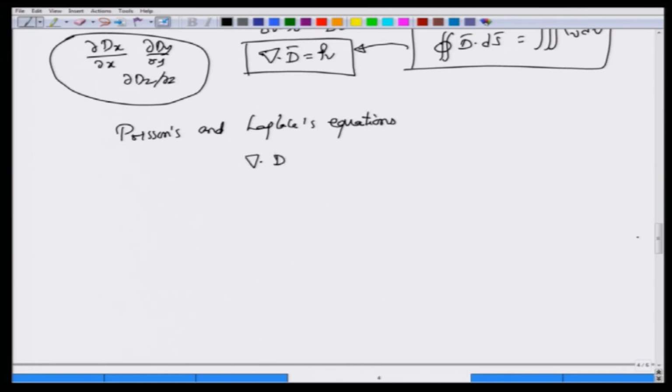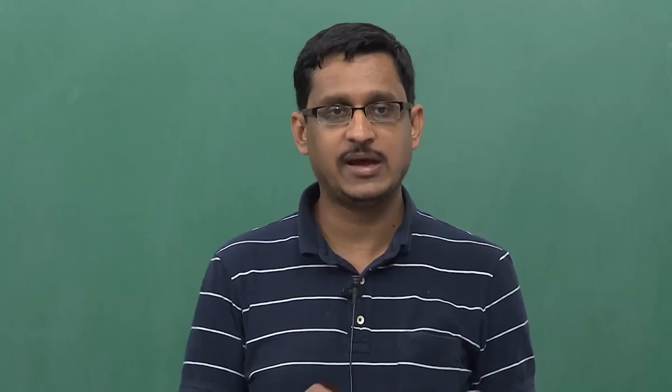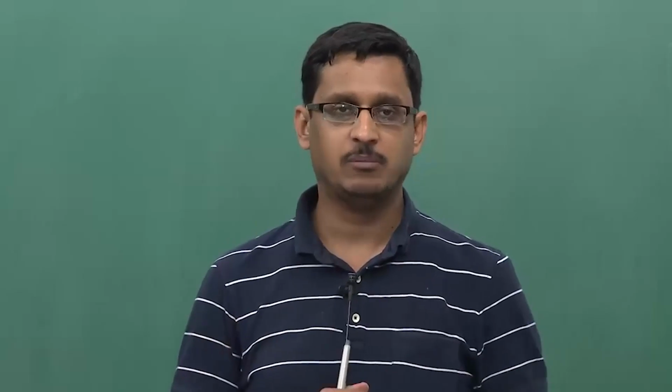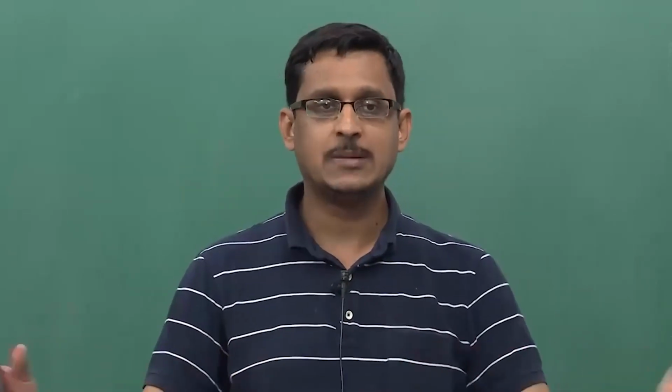So, we start by writing del dot D is equal to rho v in a medium which is homogeneous, that is to say the material properties do not depend on where you are inside the medium. For example, in vacuum it does not matter where I am positioned, because D and E will be related by a simple number. The properties are independent of where I am standing in free space. Such a medium where the material properties do not change as we go along the medium is called a homogeneous medium.